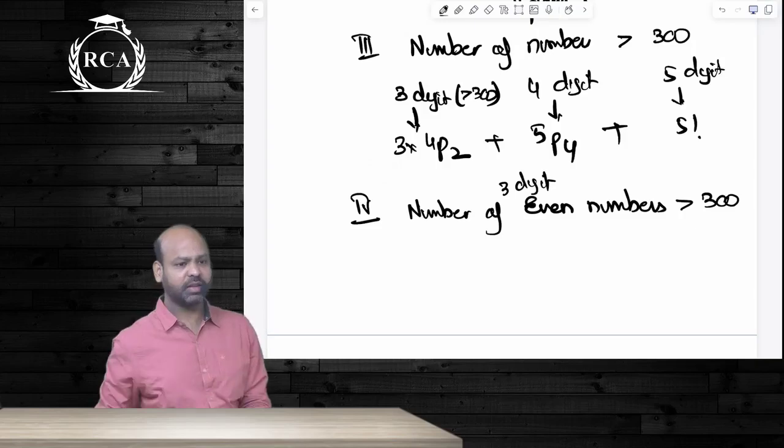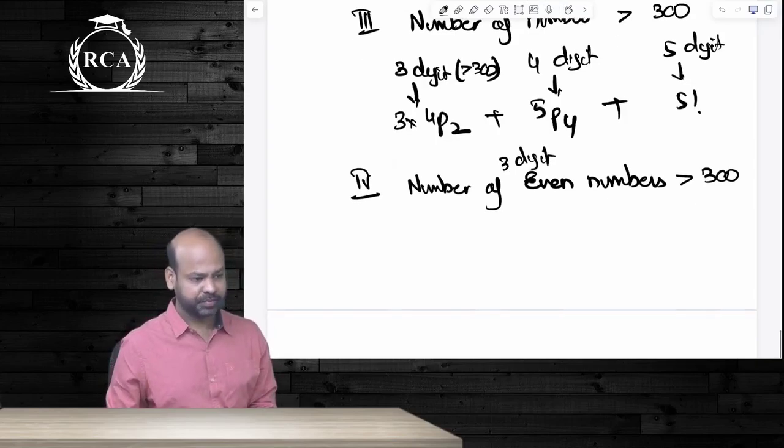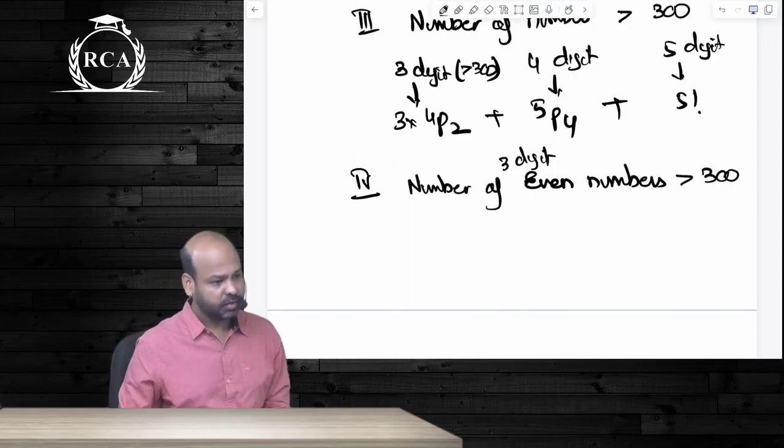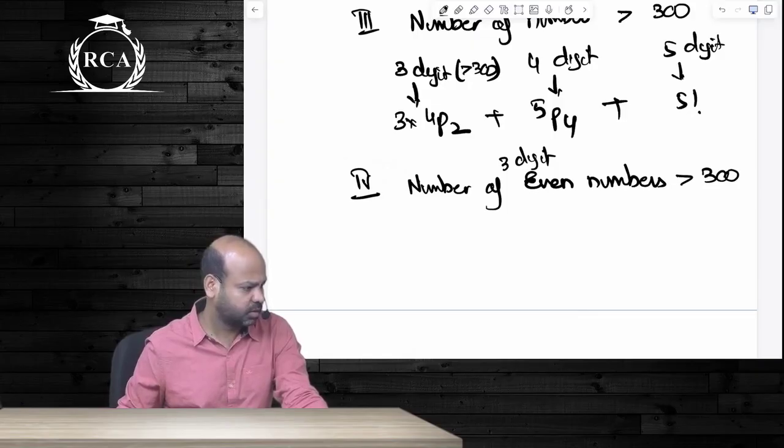You know the answer to this? Number of three-digit even numbers greater than 300. In the last place, solve and tell quickly. In the last place, there should be 2 or 4. Perfect. 2 ways of arranging the last place. What is the answer?